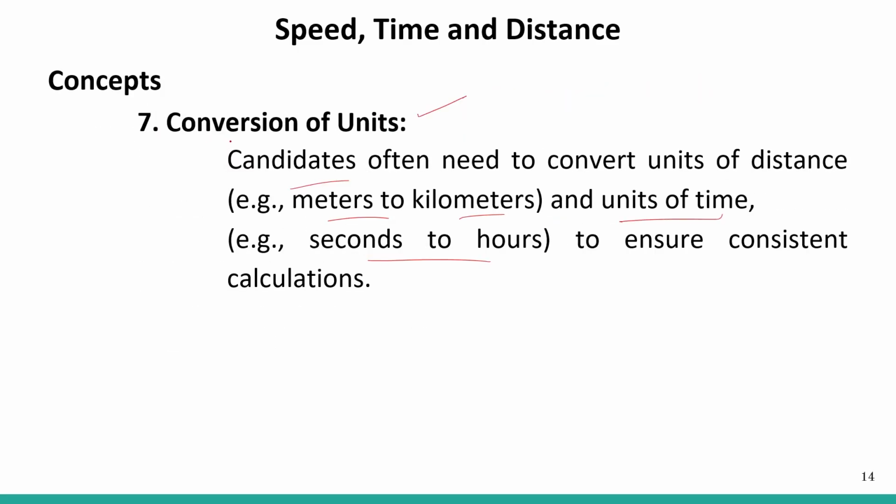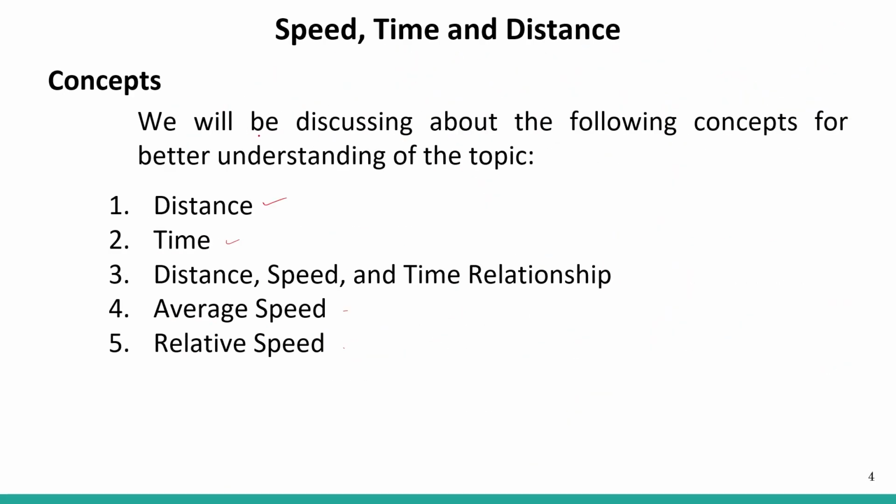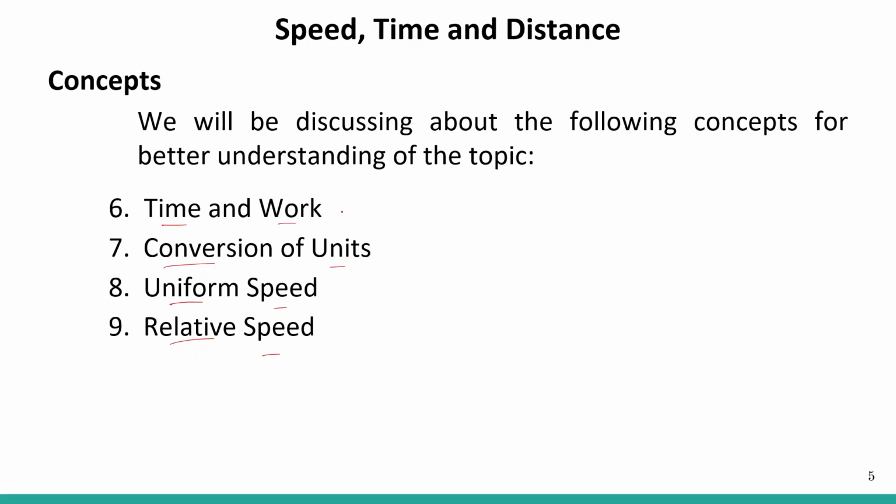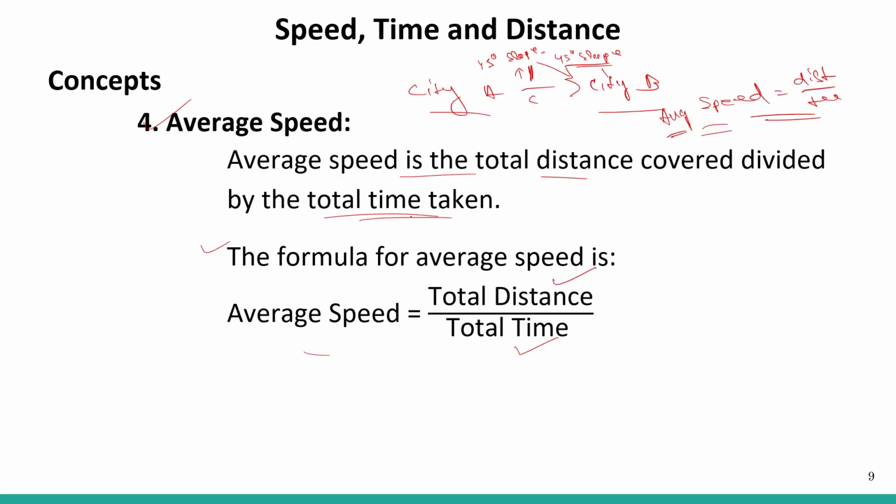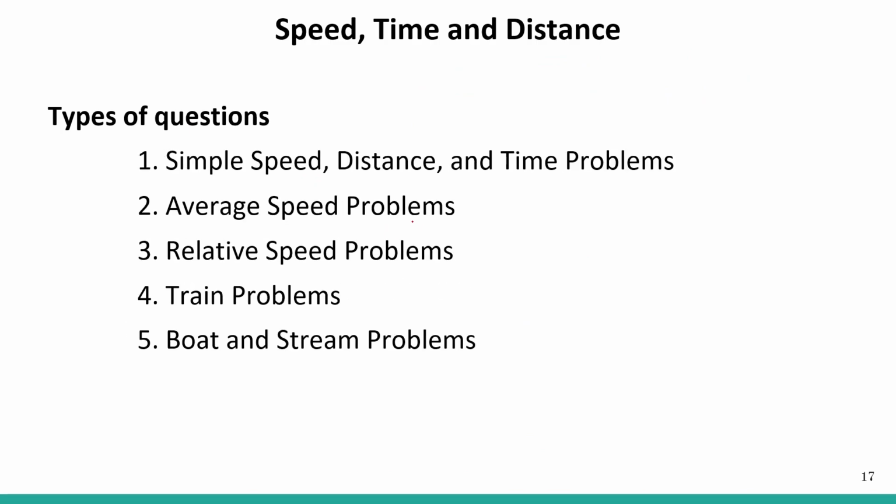We have covered these 9 concepts that will be used in this topic: distance, speed and time relationship, what is average speed and how it is different from speed, and what is relative speed and how it is different from average speed. We have learned how these three are different. We have also learned what time and work is and how it is related to speed, time and distance. We have also learned conversion of units, uniform speed and relative speed. Let's go forward with the types of questions.